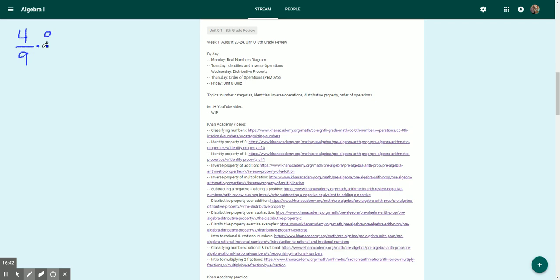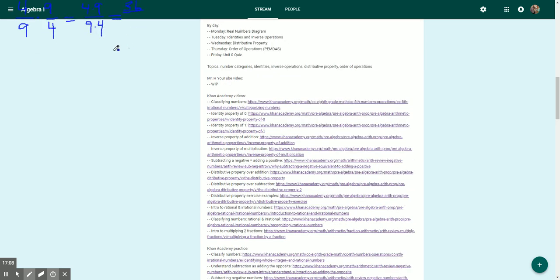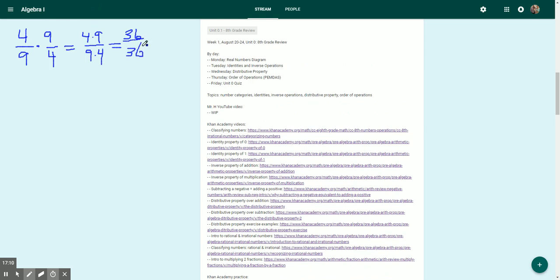Okay? But multiplying fractions, you just multiply across the top and across the bottom. So this is the same as 4 times 9 over 9 times 4. And you could either simplify, so 9 divided by 9 is going to be 1, 4 divided by 4 is going to be 1, or you can actually multiply it out, so 4 times 9, that's going to give us 36, over 9 times 4 is 36, and anything divided by itself, except for 0, is 1. 36 will go into 36 one time.